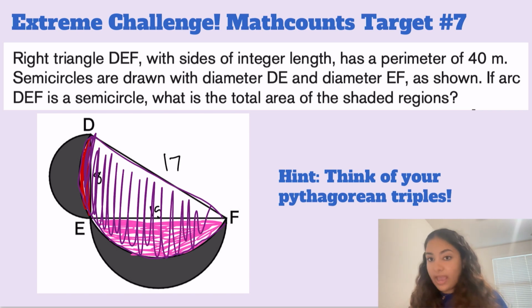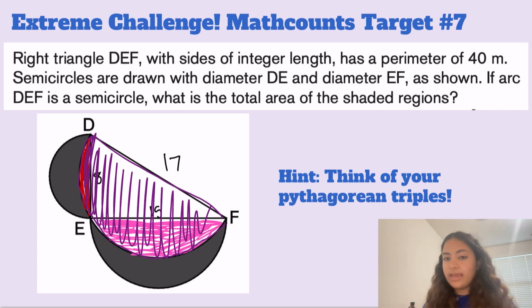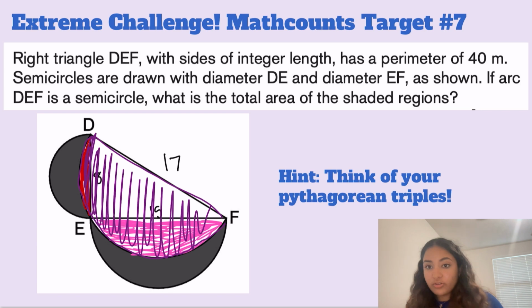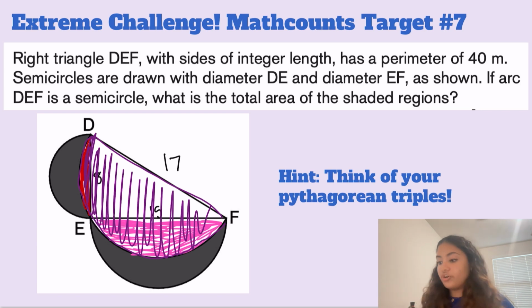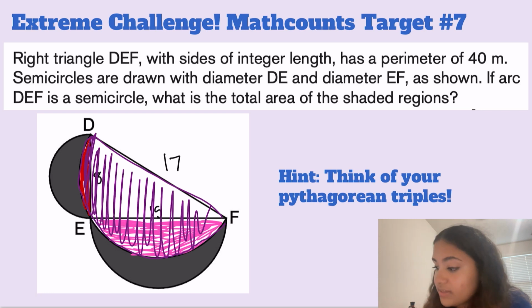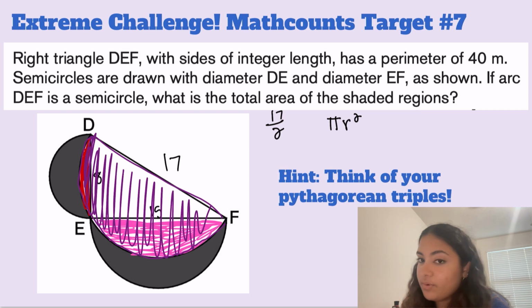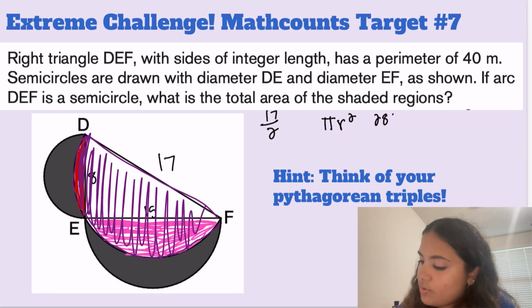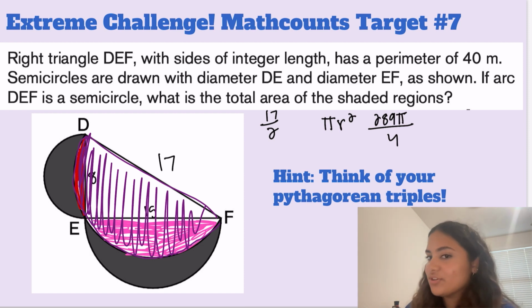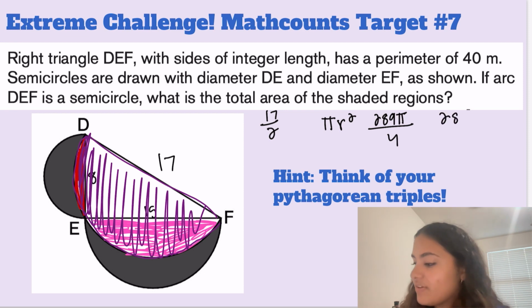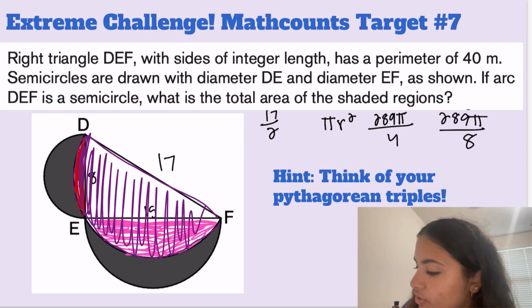So to find the area of the red and pink region, we would actually subtract the right triangle DEF from that larger semicircle. So we see that the larger semicircle has diameter 17, which would mean it has radius 17 over 2, and the area would be pi r squared. So that's 289 pi over 4. But we're actually looking for the semicircle, so you have to make sure to half that. So the area of semicircle DF is 289 pi over 8.